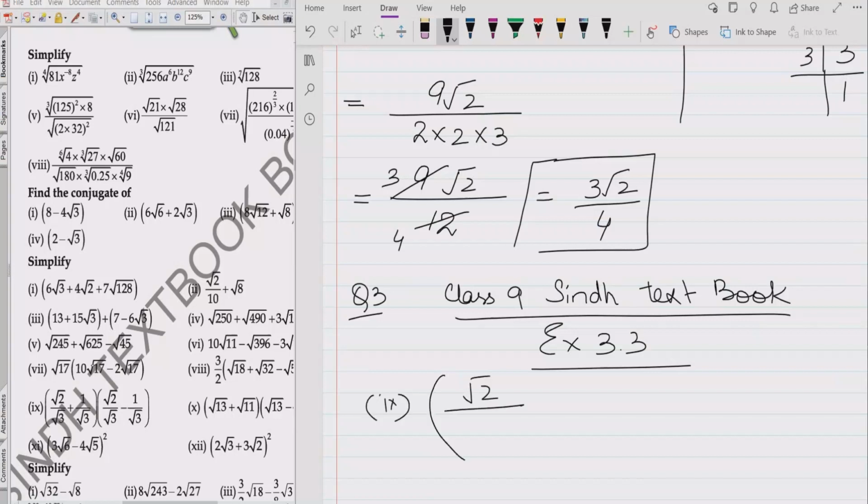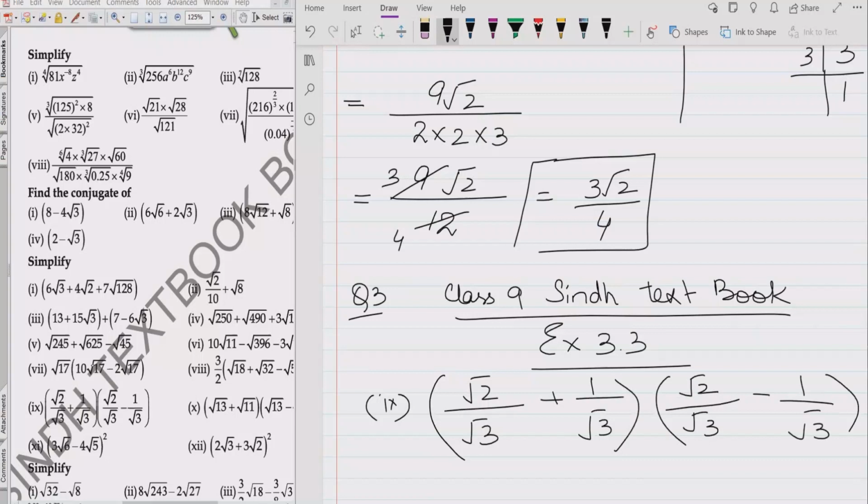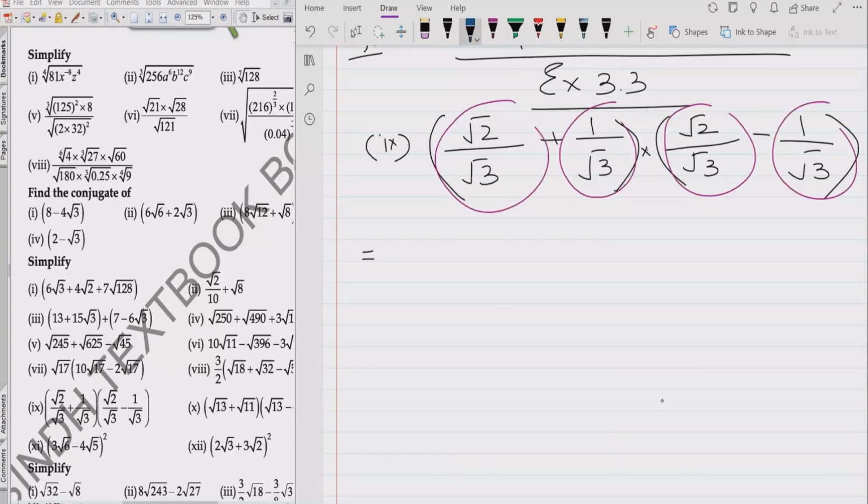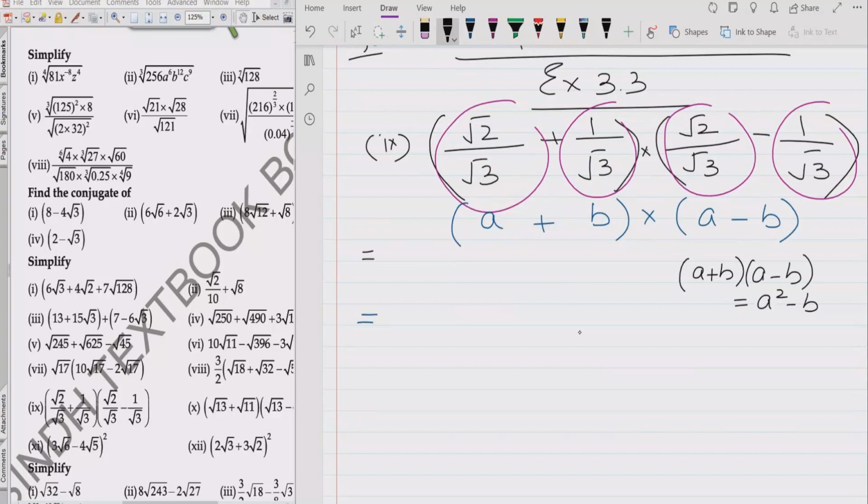This is root 2 upon root 3 plus 1 upon root 3, and root 2 upon root 3 minus 1 upon root 3, right? After that we will simplify this question because this is multiplication, and you know that here we have similar surds. So what we can do here is apply (a plus b) multiplied by (a minus b) equals a square minus b square formula.